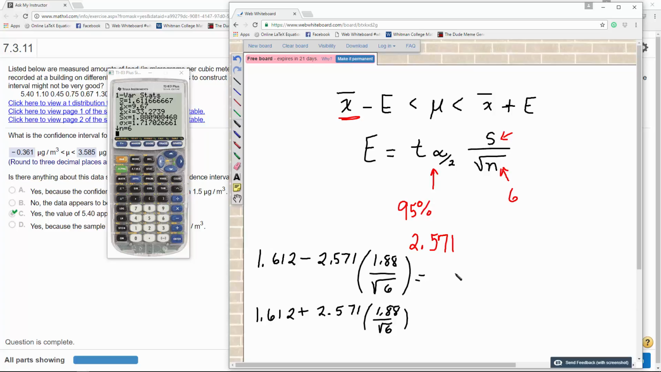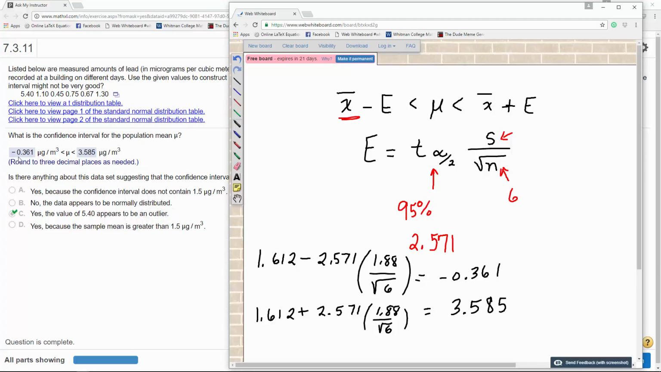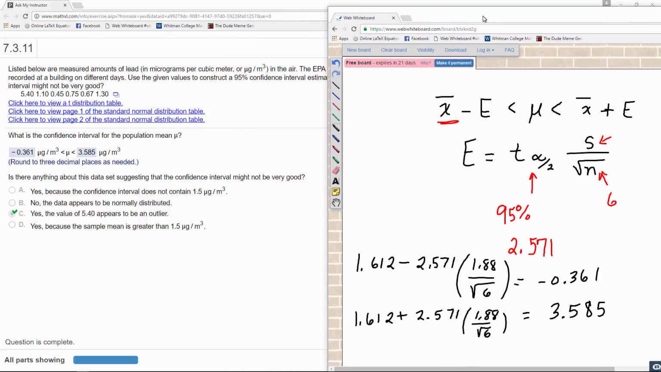And for this one, I get negative 0.361 because it says to round to 3 decimal places. And for this one, I get 3.585. All right, and as you can see, that's definitely my answers over here. And then it says, is there anything that suggests this confidence interval may not be good? Well, the big thing to notice in your data is it seems like that first value is really large, so that would be an outlier.